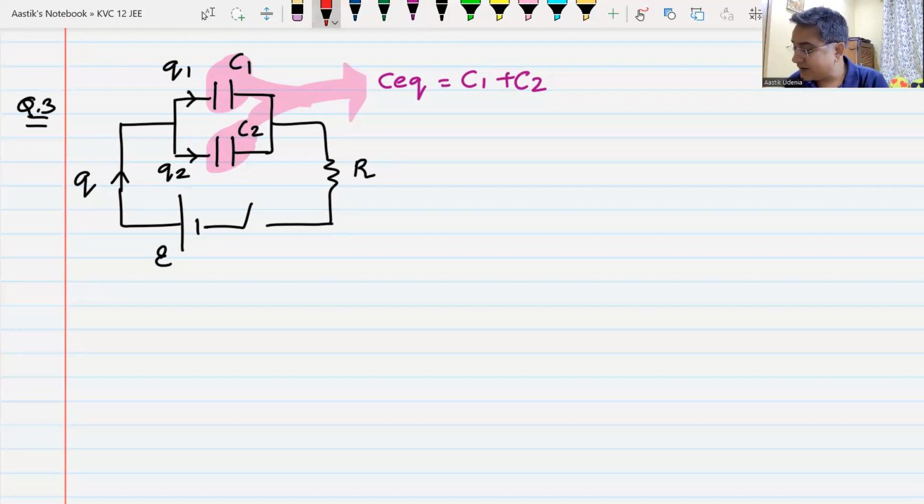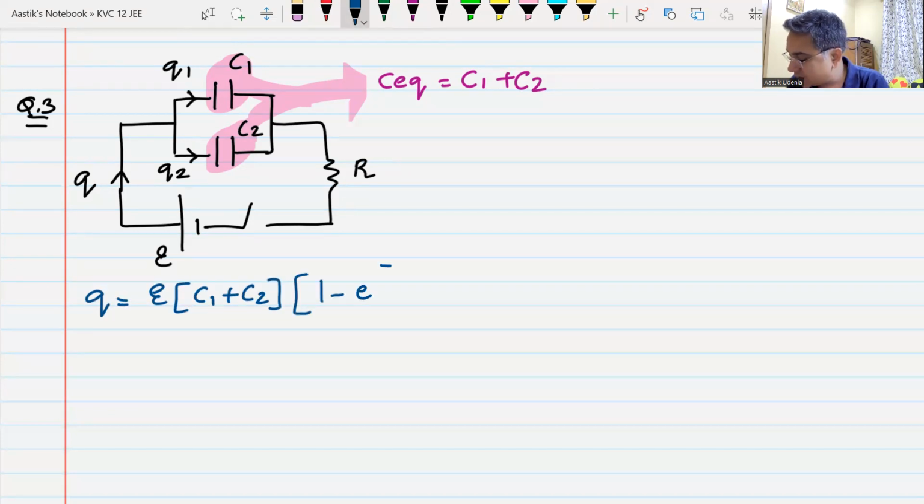Now I can straight away write the value of Q, the charge in the circuit, as a function of time. That will be equal to E multiplied by C1 plus C2 into 1 minus e to the power minus t by R into C equivalent. I have the space to write it, so I will write it as C1 plus C2. That is the answer, my dear friends, that I was expecting from you: Q as a function of time. Having got the value of Q, can anyone tell me the value of Q1?